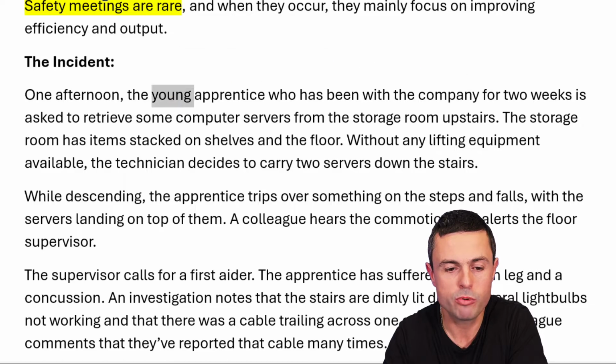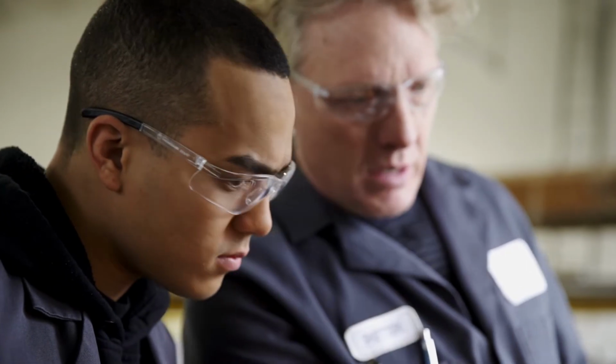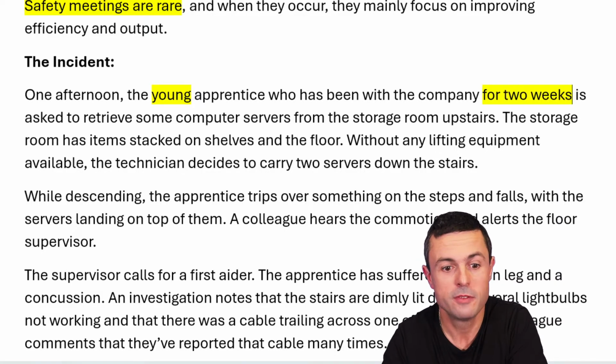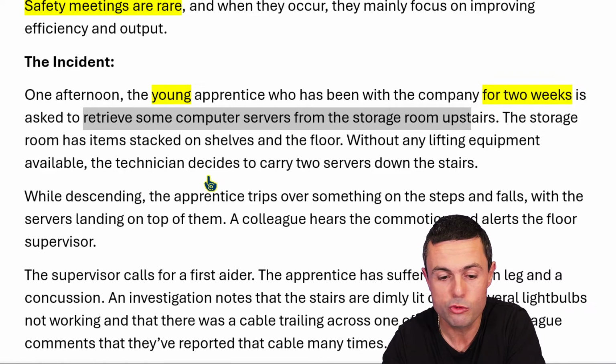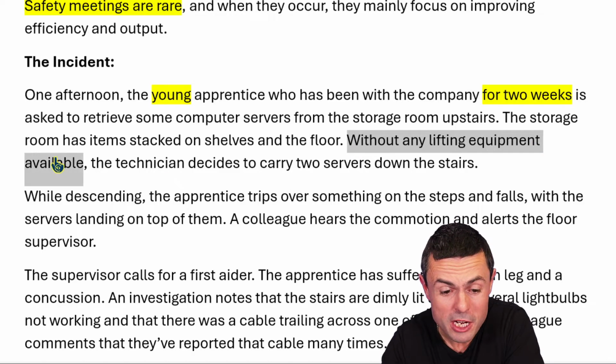Here we've got a young apprentice who's hurt themselves. They've been with the company for 2 weeks. So they are new, they're a young person. They've been asked to retrieve some computer servers from the storage room upstairs. The storage room has items stacked on shelves on the floor without any lifting equipment available. Right, so a failure to provide the necessary equipment to do the job safely. That contributed to the accident.